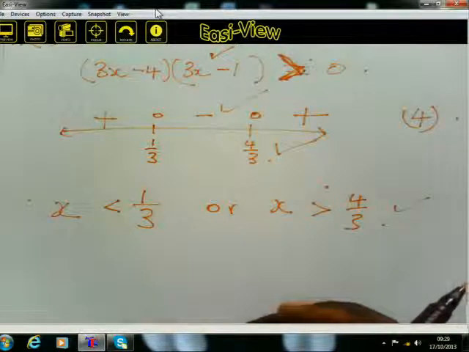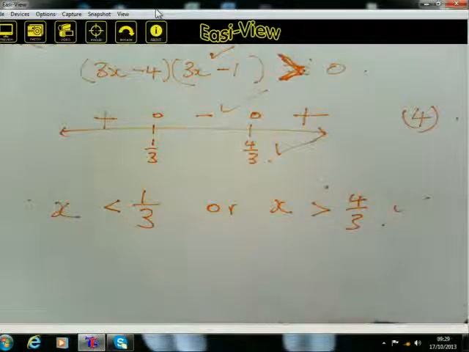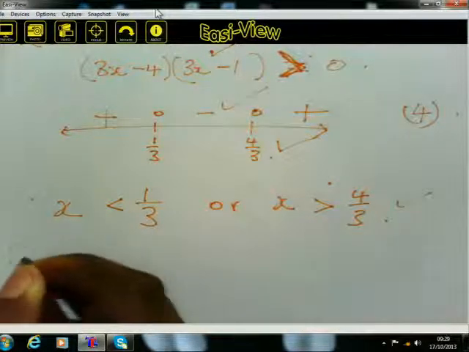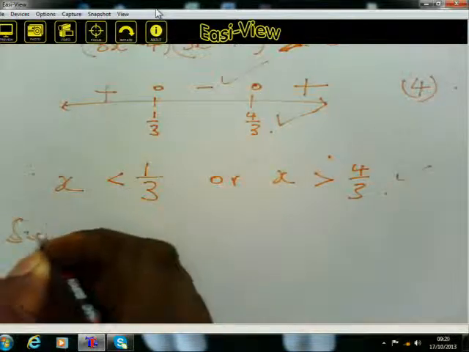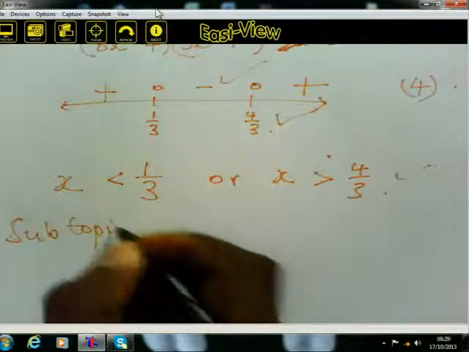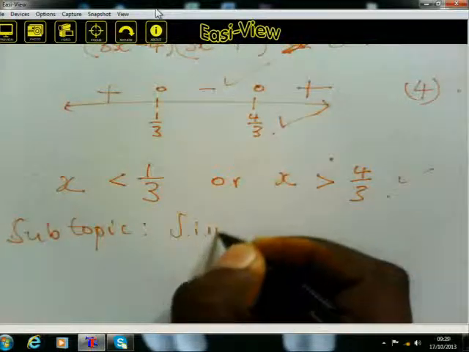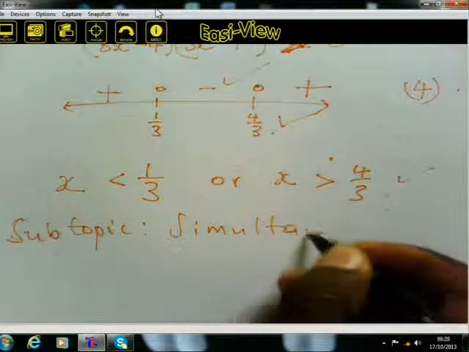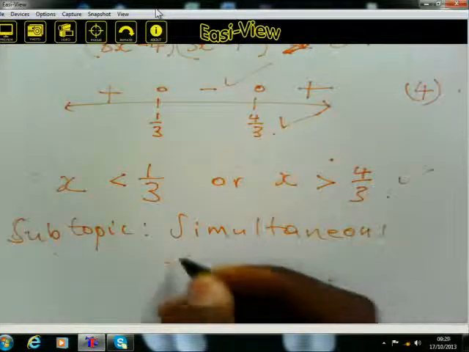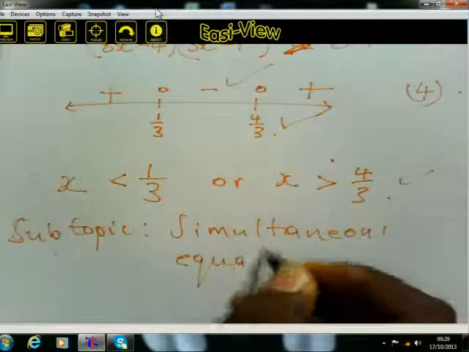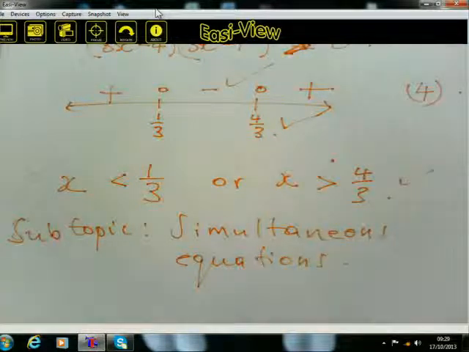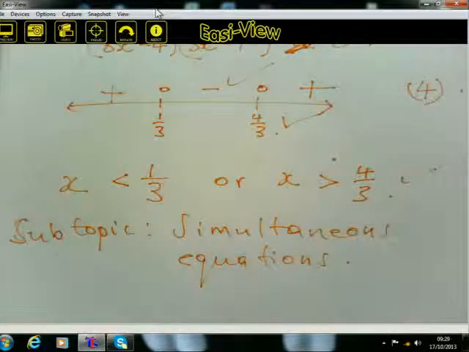Now, another subtopic that is very, very important is the topic of simultaneous equations. Right. We are still solving here.